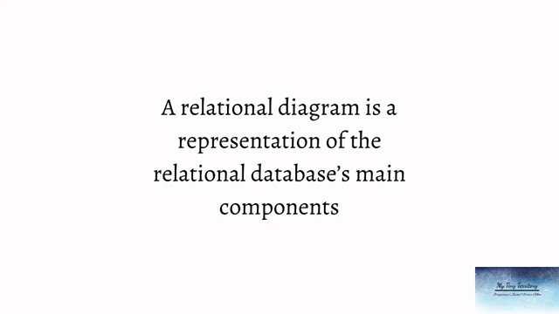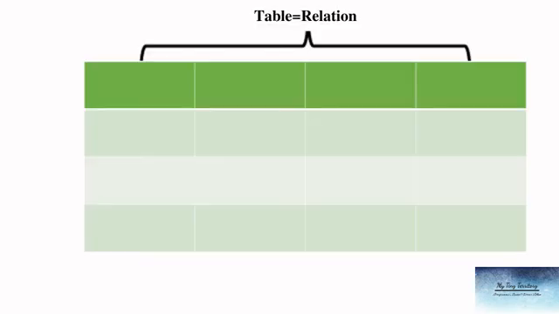A relational diagram is a representation of the relational database's main components. Let's see what are the main components of the relational model. The two-dimensional table in the relational model is called relation. An entity is anything, that is, it can be a person, a place, a thing, or an event about which the data are to be collected and stored. An entity represents a particular type of object in the real world.